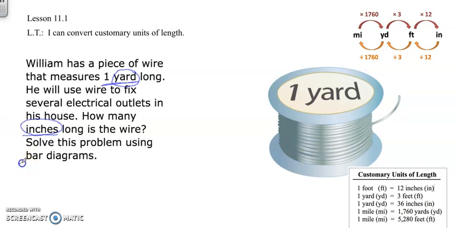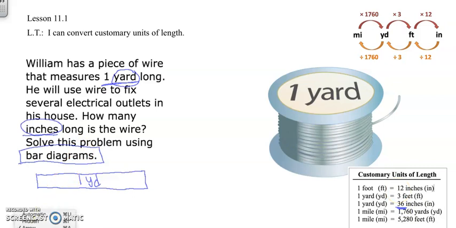I'm going to draw a bar diagram because that's what they asked for to help me solve this problem. We used bar diagrams when we learned all about fractions. So it looks just like a fraction tile. But instead of putting one whole in here, I'm going to write 1 yard. I take 1 yard, and let's look at my chart. What's the relationship between yards and inches? This one says feet and inches, yards and feet, yards and inches. Oh, right here it says that 1 yard equals 36 inches. Oh, well, that was easy. 1 yard is 36 inches.